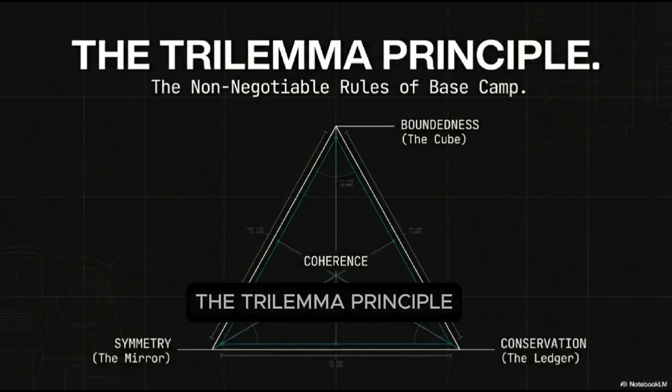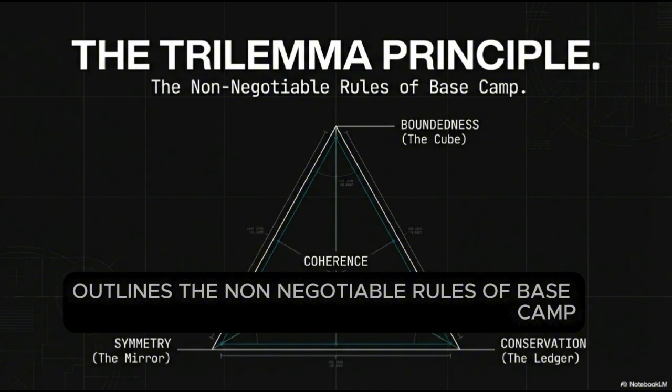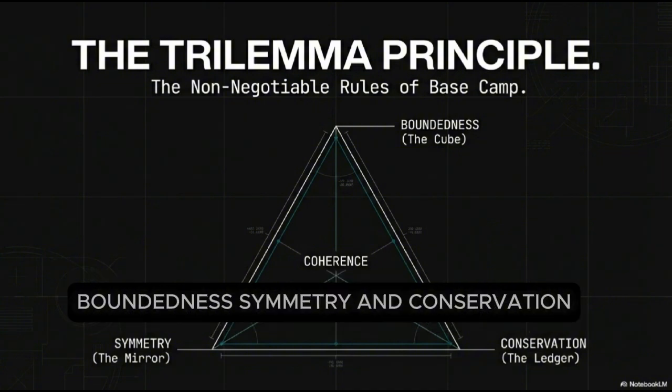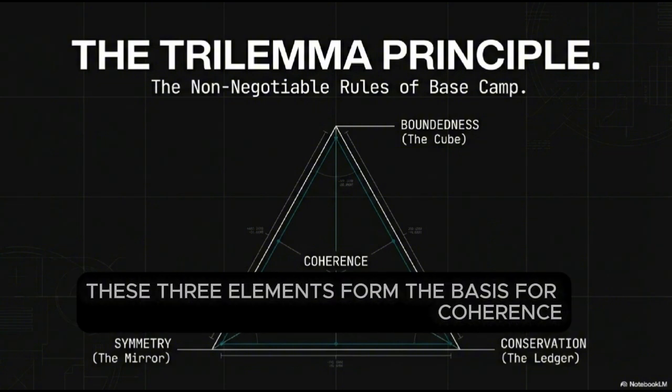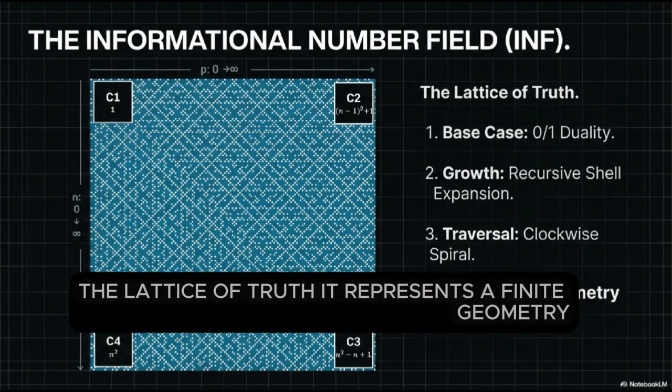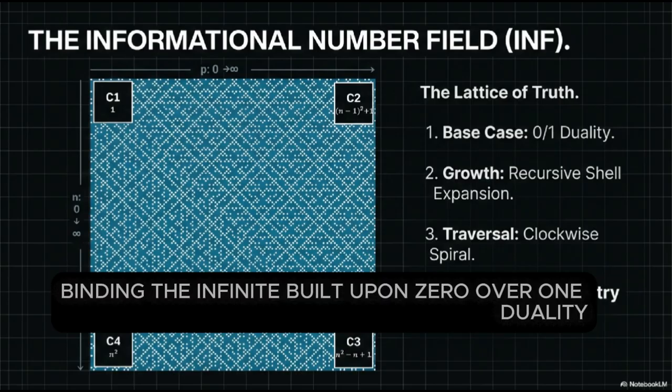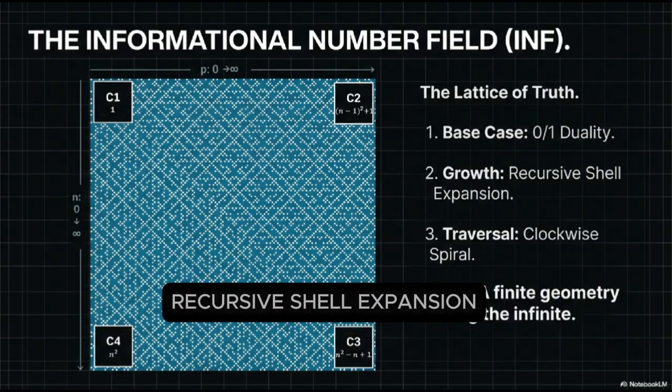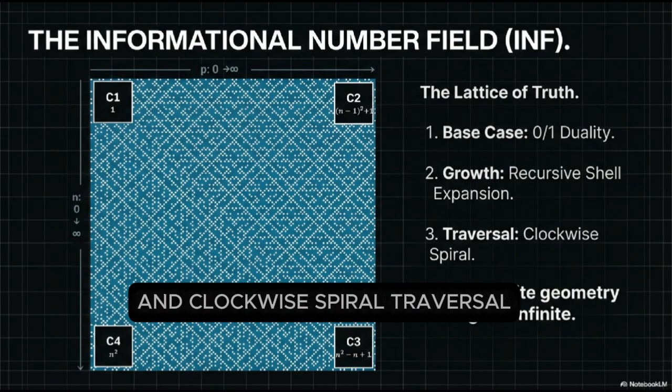The trilemma principle outlines the non-negotiable rules of Basecamp: boundedness, symmetry, and conservation. These 3 elements form the basis for coherence. This is the informational number field, or INF, the lattice of truth. It represents a finite geometry binding the infinite, built upon 0/1 duality, recursive shell expansion, and clockwise spiral traversal.